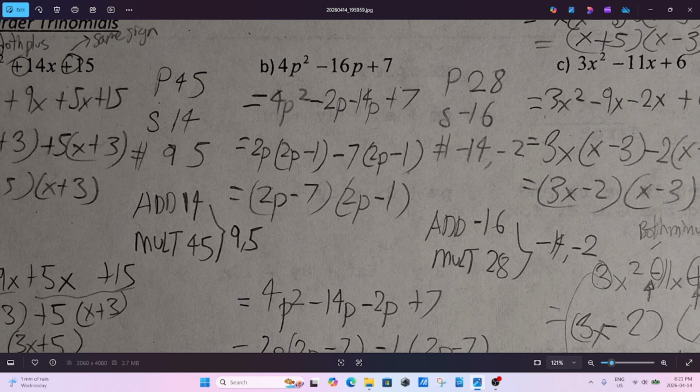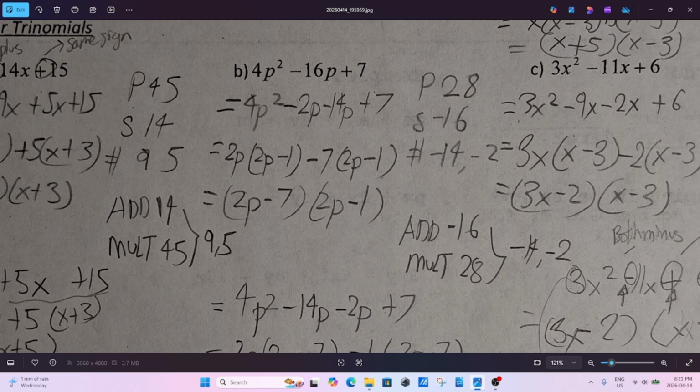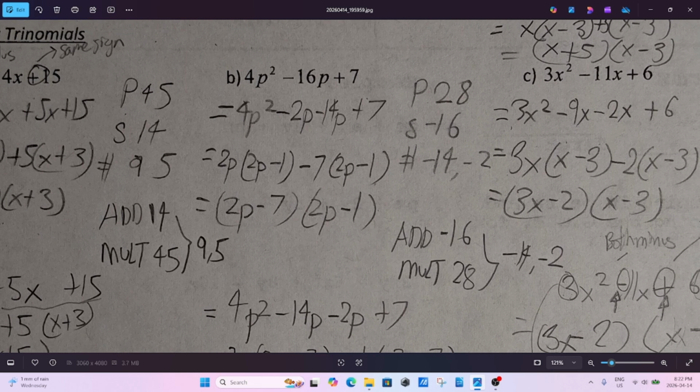3b, 4p squared minus 16p plus 7. So the product is 28. The sum is negative 16. So the numbers are negative 14 and negative 2. So we split the negative 16p into negative 2p and negative 14p. Then we factor out 2p from the first group and a negative 7 from the second group. And then we get 2p minus 7 times 2p minus 1.